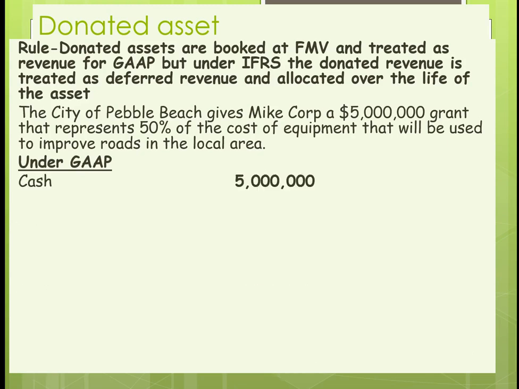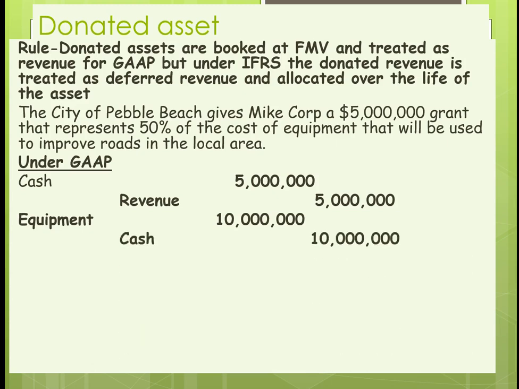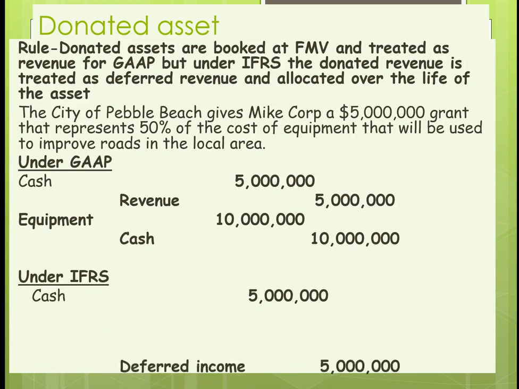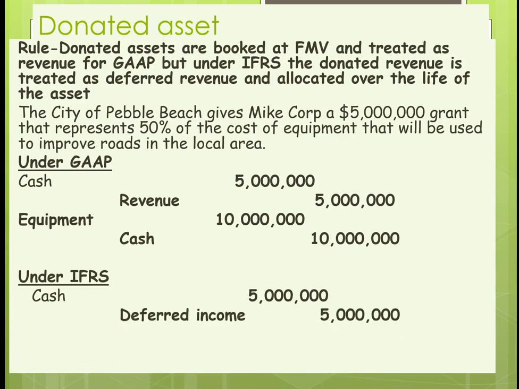So, under GAAP, we'd book the cash and book the revenue. And then, of course, we'd purchase the equipment. Under the international standard, we'd book the cash, defer the revenue, and of course then book the equipment.